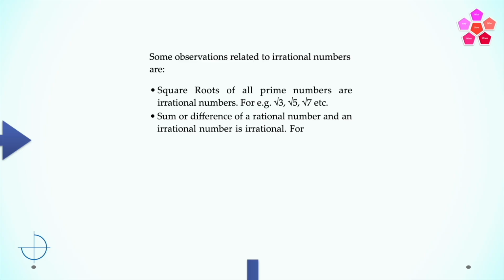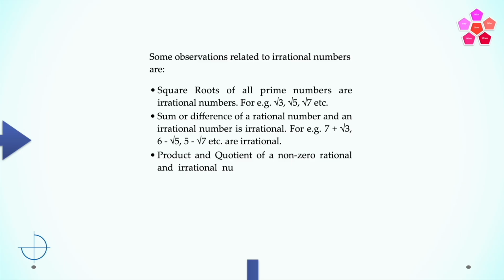For example, 7 plus root 3, 6 minus root 5 or 5 minus root 7 are irrational numbers. Product and quotient of non-zero rational and irrational number is irrational. For example, 3 multiplied by root 7 is equal to 3 root 7, or 4 root 2, 3 divided by root 5, or root 3 divided by 2 are all irrational numbers.